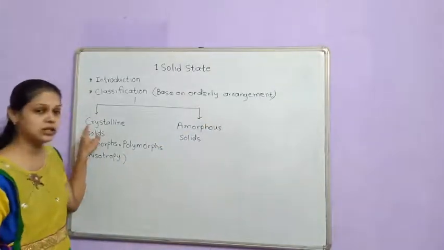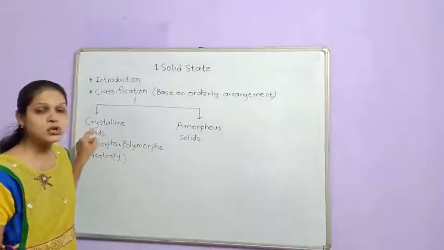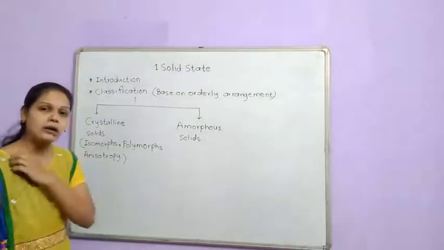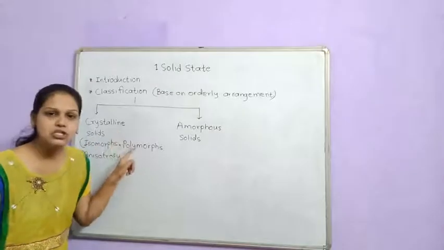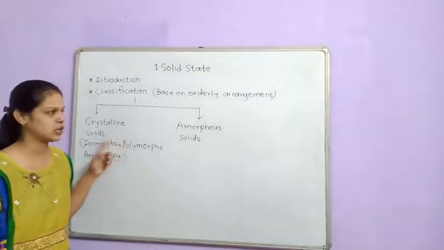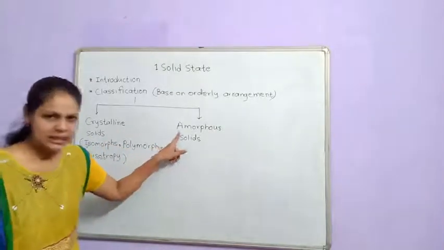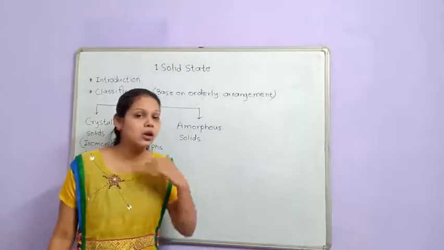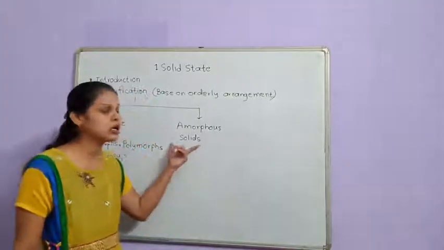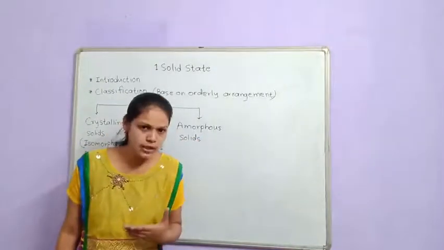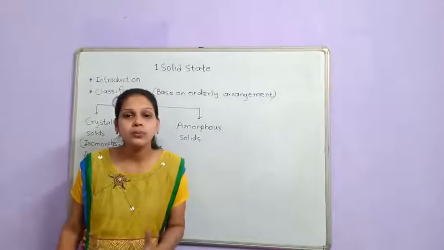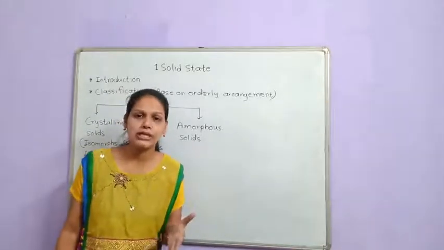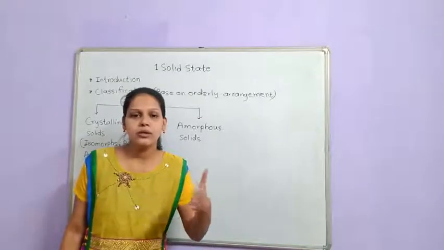If molecules, particles, ions or atoms in a solid are orderly arranged, then such a solid is called a crystalline solid. If particles, ions, atoms or molecules of a solid are not orderly arranged, then such a solid is called an amorphous solid. Another name for amorphous solid is pseudo-solid or supercooled liquid.